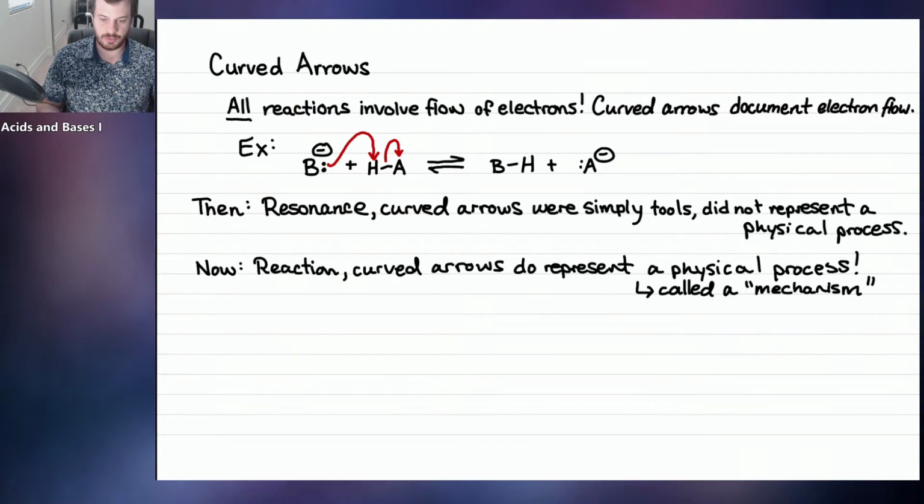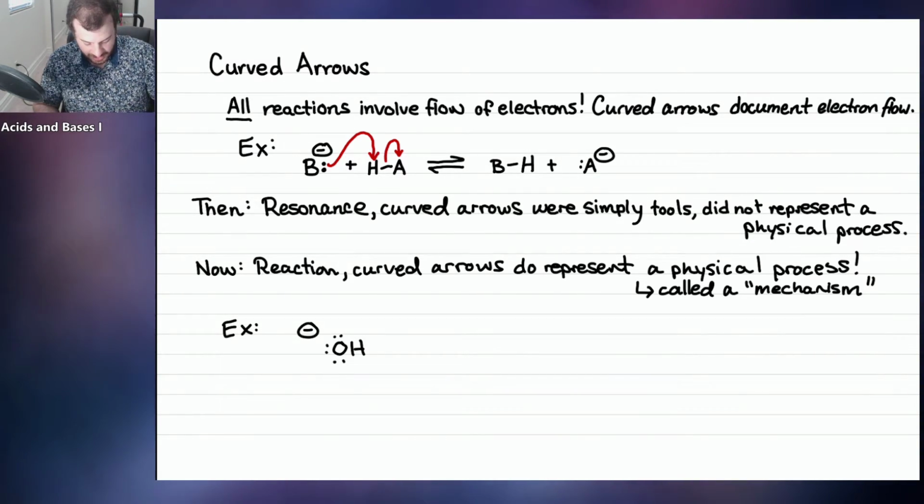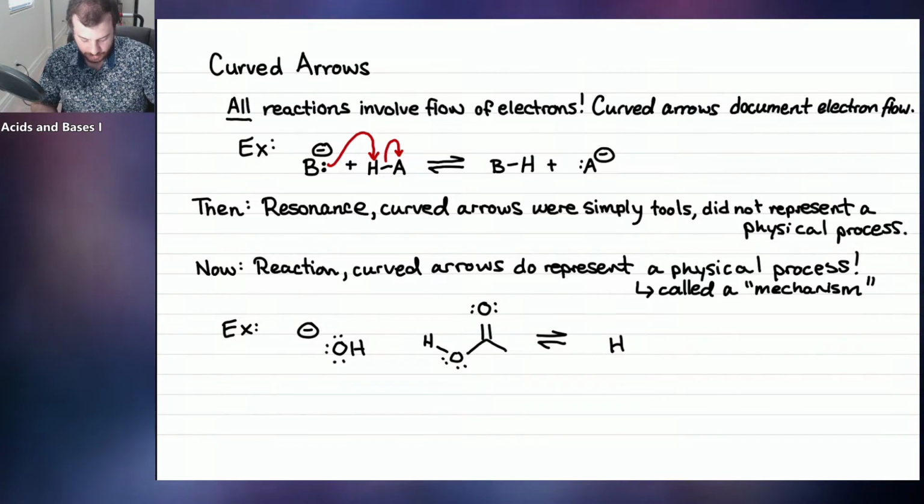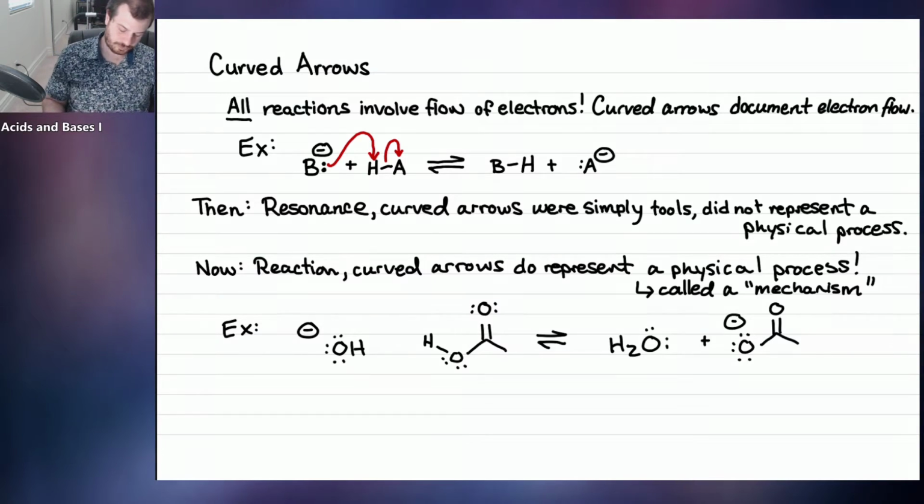Okay. So let's take a look at another mechanism for an acid-base reaction. Let's take, for example, hydroxide ion. And we'll react the hydroxide ion with acetic acid. There's acetic acid. I'll draw the lone pairs. And let's take a look at the products of this reaction. We're going to make H2O. I'll just draw H2O for short. Plus acetate ion.